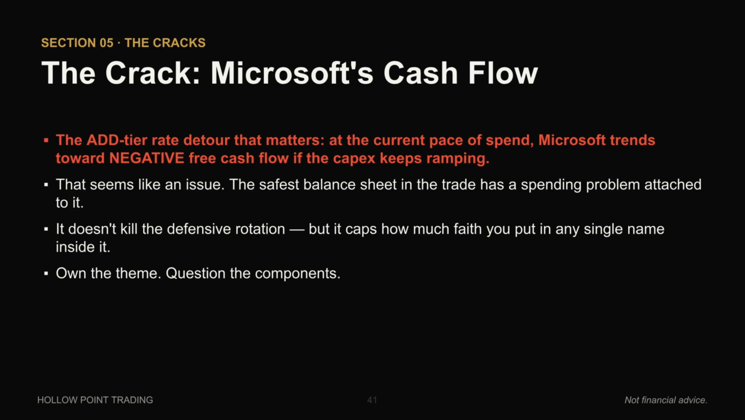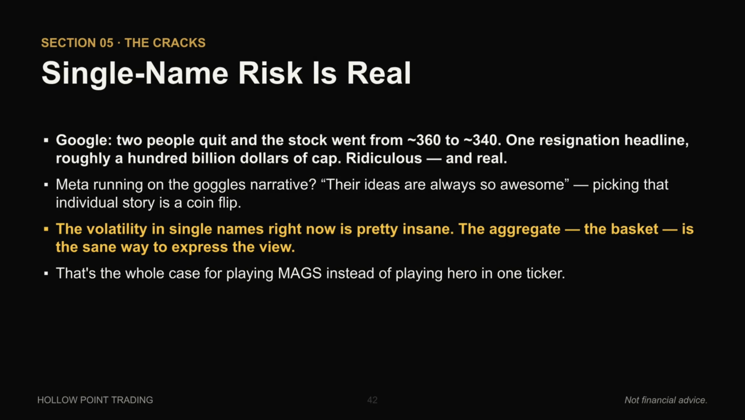However, we must watch for cracks. Microsoft, for example, faces potential free cash flow issues due to aggressive capital expenditure. While the defensive rotation holds, it's a reminder to own the theme while questioning the specific health of its individual components. Single name risk remains high. Headlines regarding leadership changes or specific product narratives can cause massive swings in market cap. This high volatility is exactly why we prefer baskets or sector-based ETFs over picking single ticker winners.